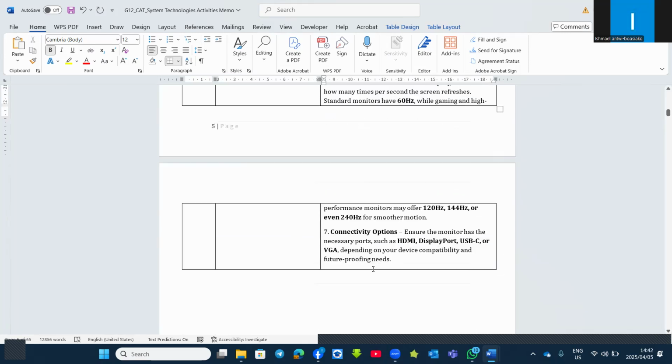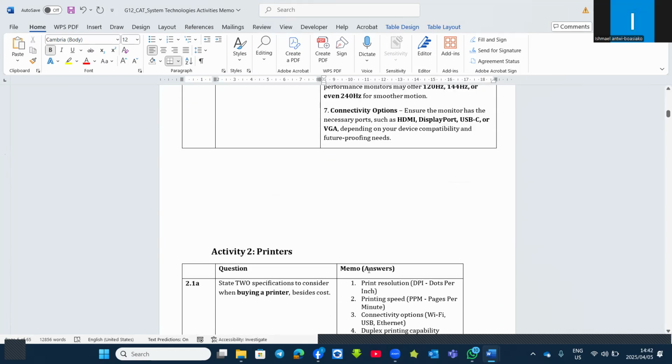The next session, we are going to talk about printers. What are some of the questions that you need to consider?